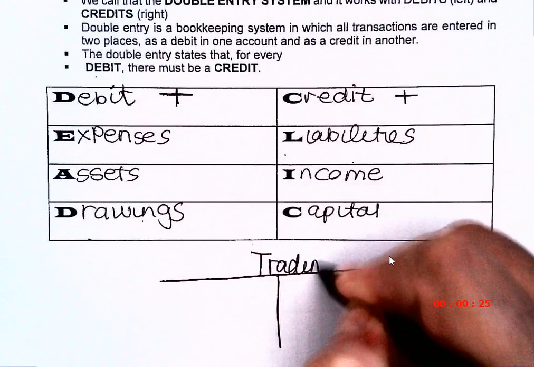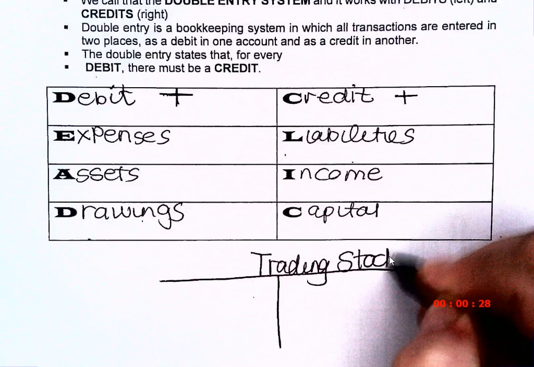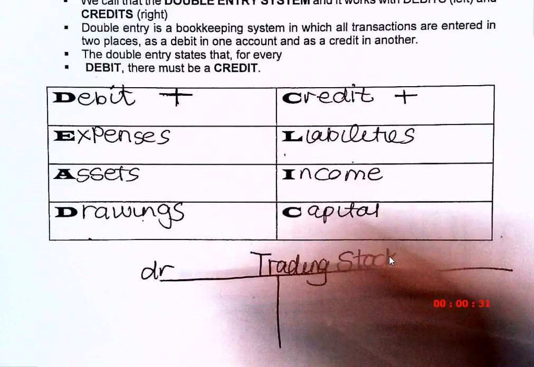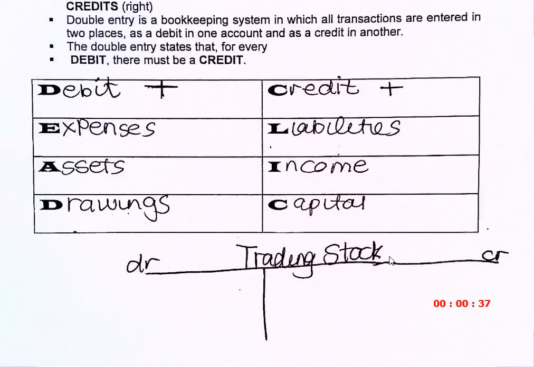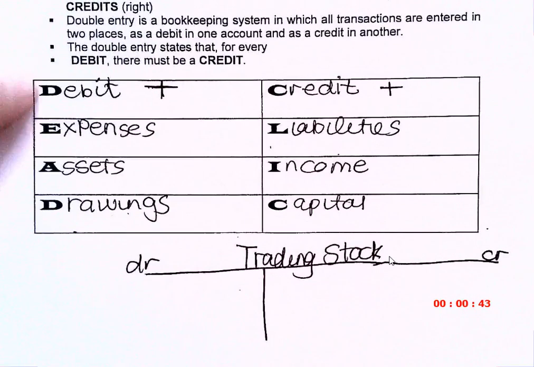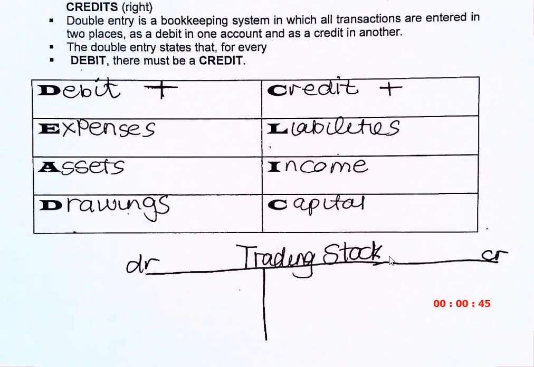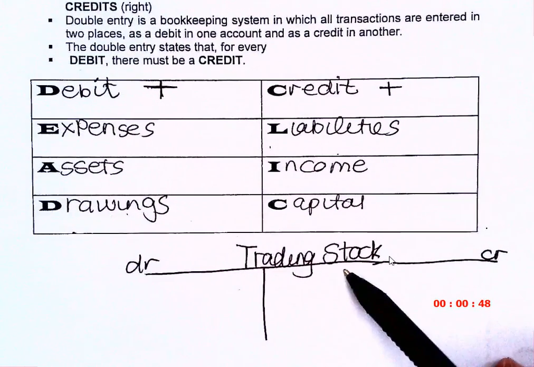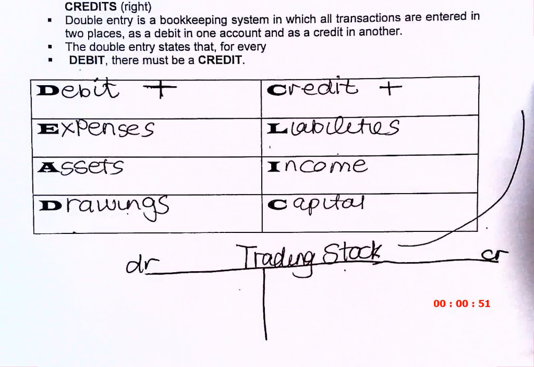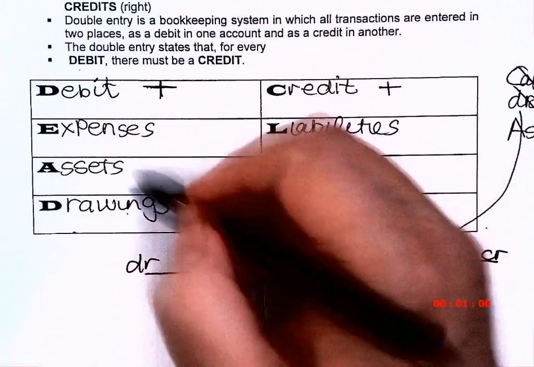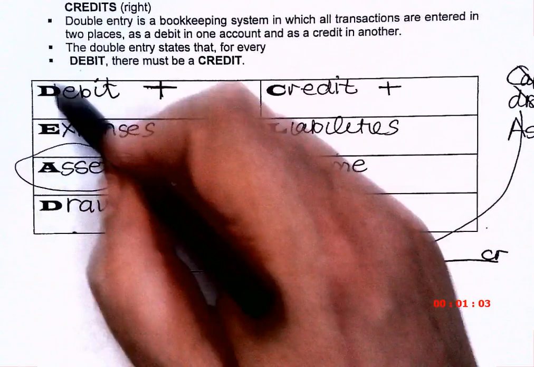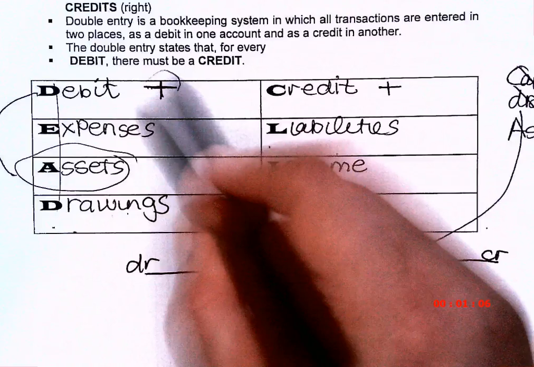Now when you start your T account like this, you ask yourself the question: I know debit is left, credit is right. There's no way about that. It's always like that. So now I ask myself, is trading stock a debit or a credit account? What is trading stock? Is it a capital? No, it's not. Is it a drawings? No, it's not. Is it an asset? Yes, it is. An asset is a debit, meaning it will increase on the debit side.